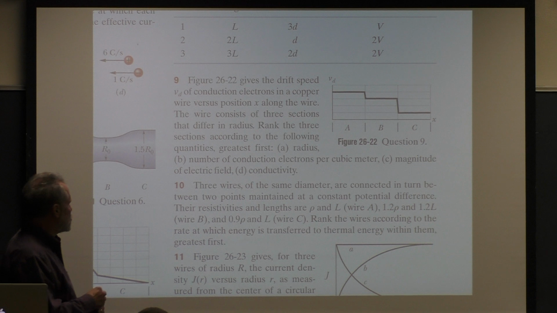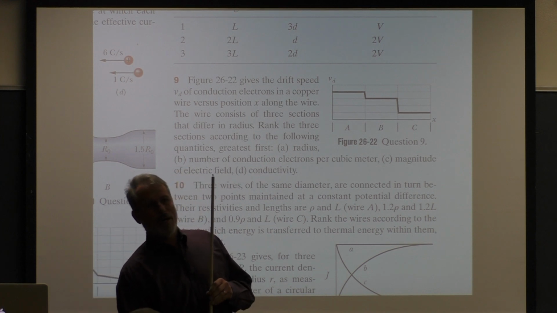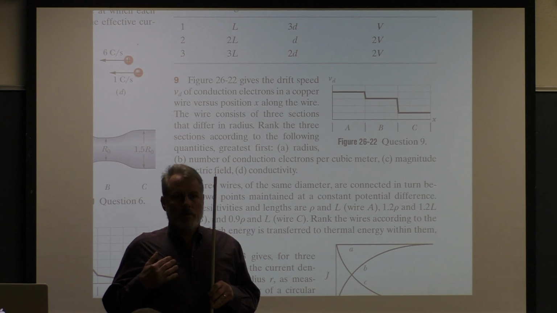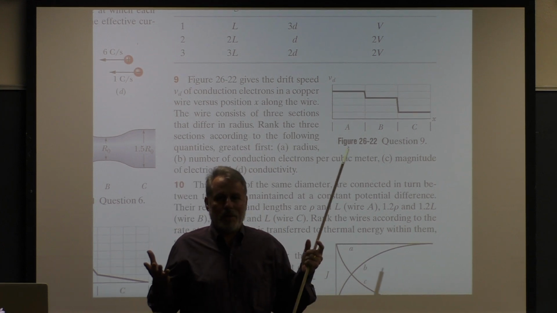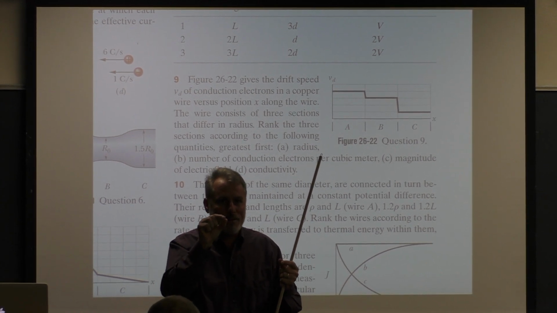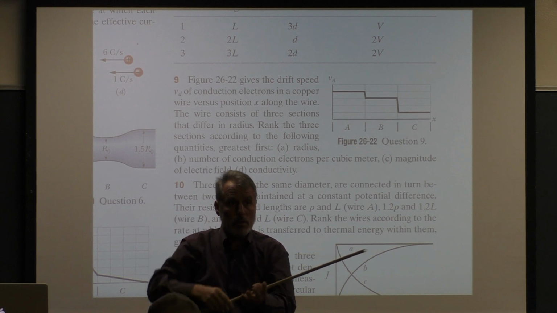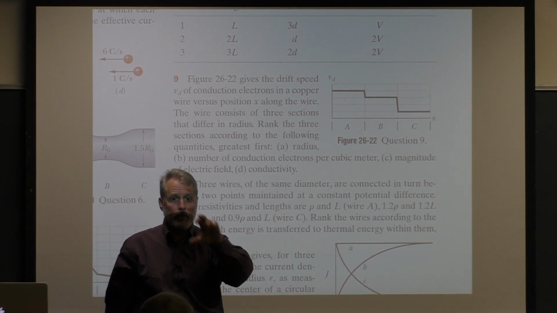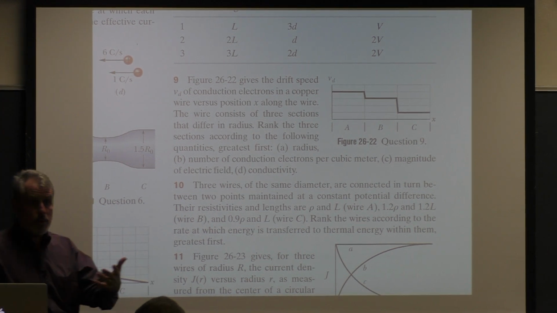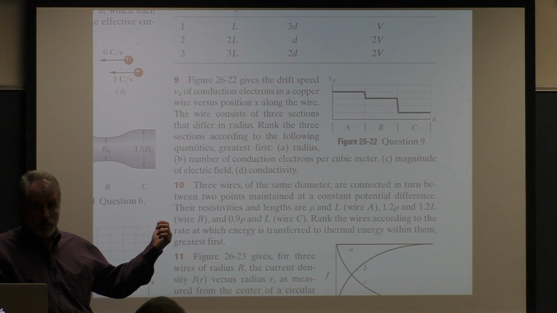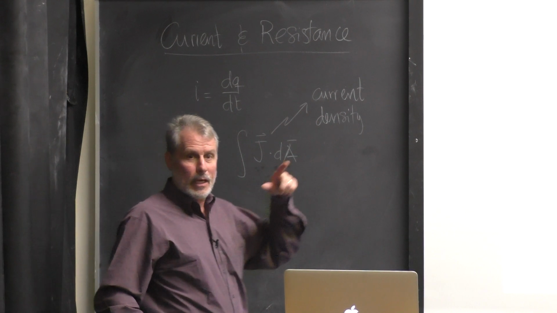Now the number of conduction electrons per cubic meter, the number of charge carriers per volume. It's the same, right? Because anything per unit volume represents a local quantity. So it does not depend on the overall system, but is local. So the number of carriers per unit volume is the same in section A, section B, and section C. And then the magnitude of the electric field. We have the drift velocity and the current density. They are proportional. Then the electric field is proportional to the current density.